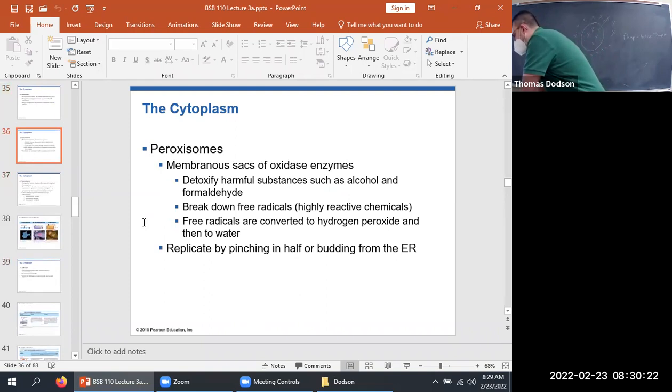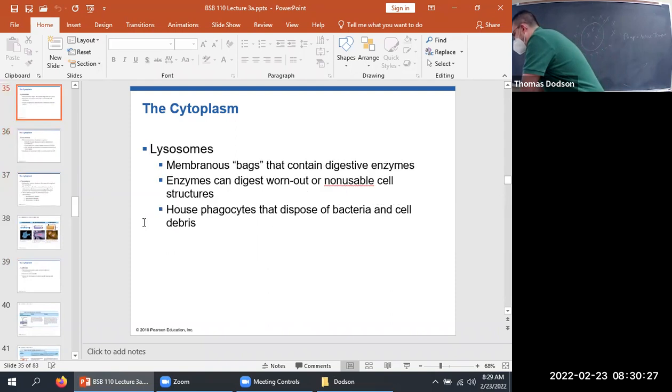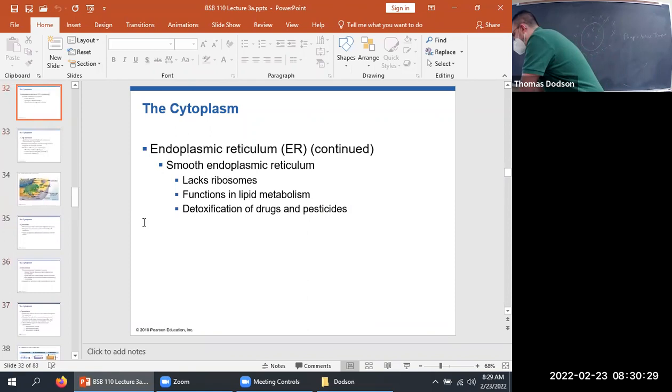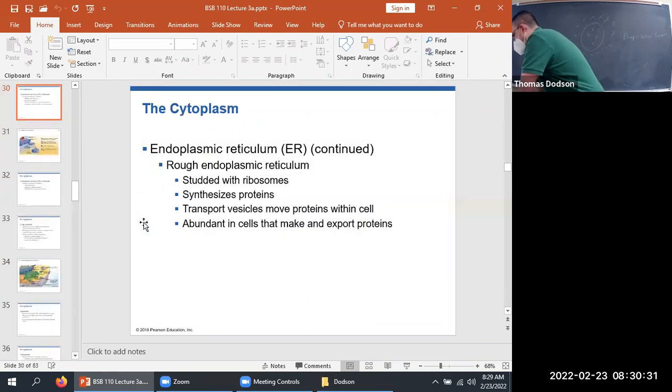Okay. The different, I'm going to call them organelles, although it's not completely true. Peroxisomes, lysosomes, Golgi, endoplasmic reticulum. There's two forms of that. And what makes a rough ER a rough ER? Ribosomes, and ribosomes are used in what process? Do you remember?